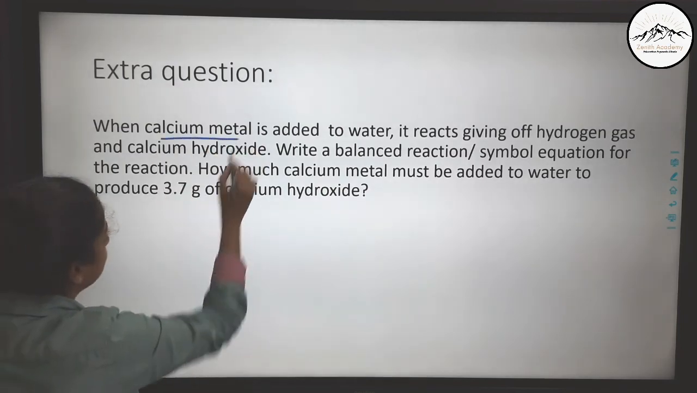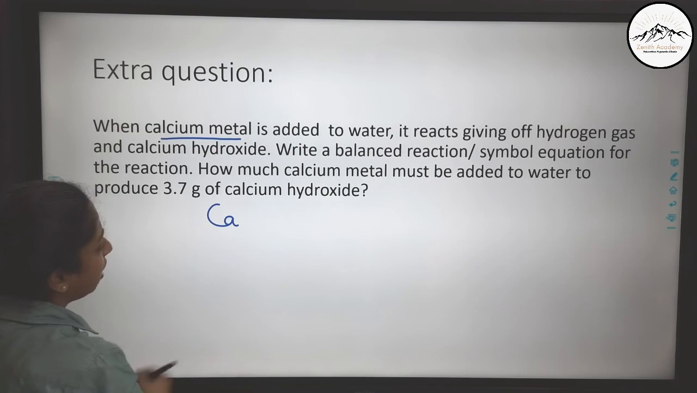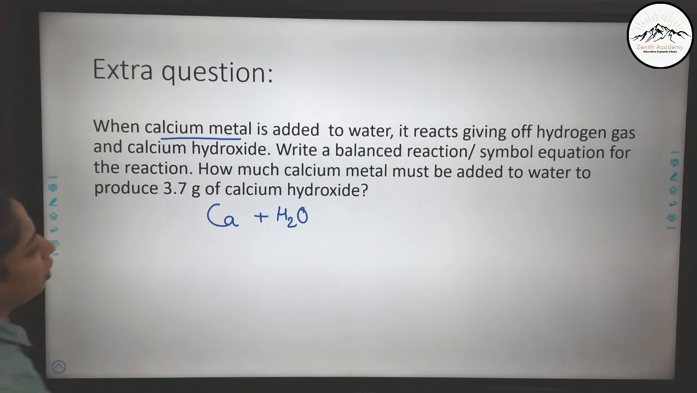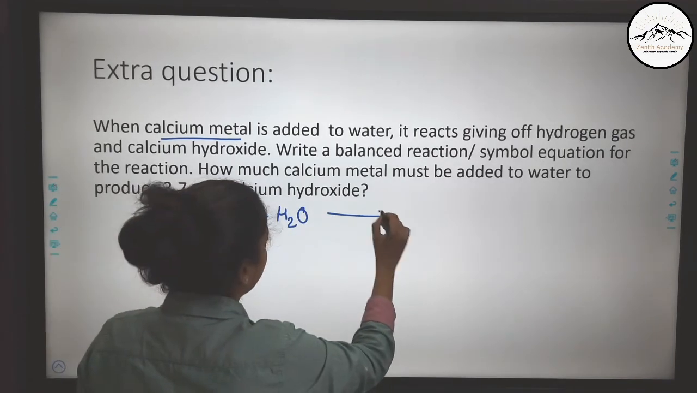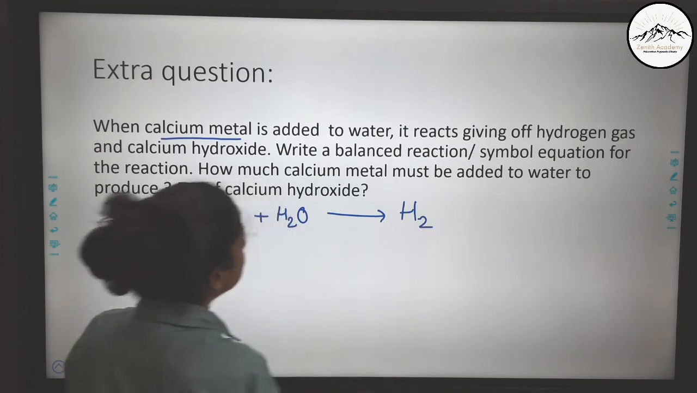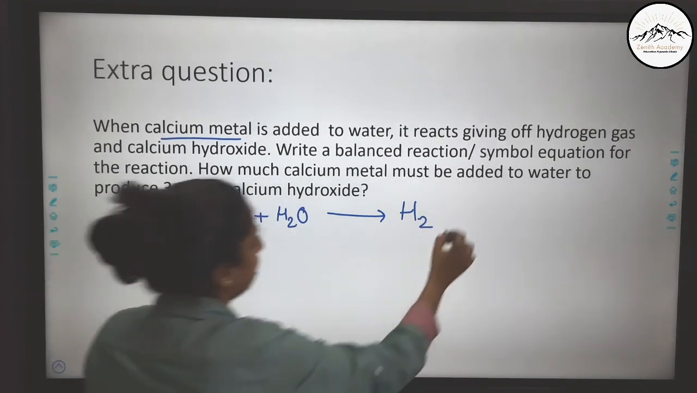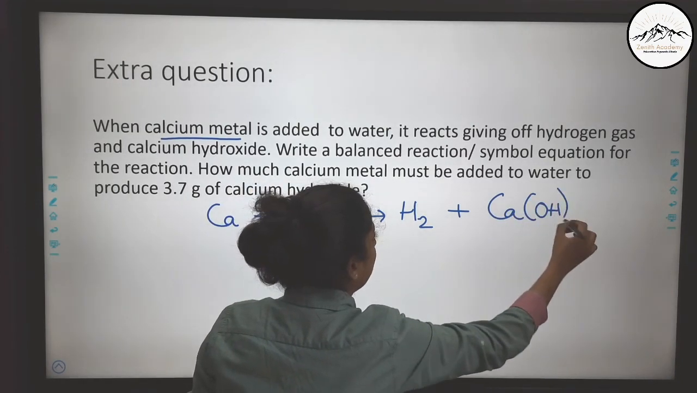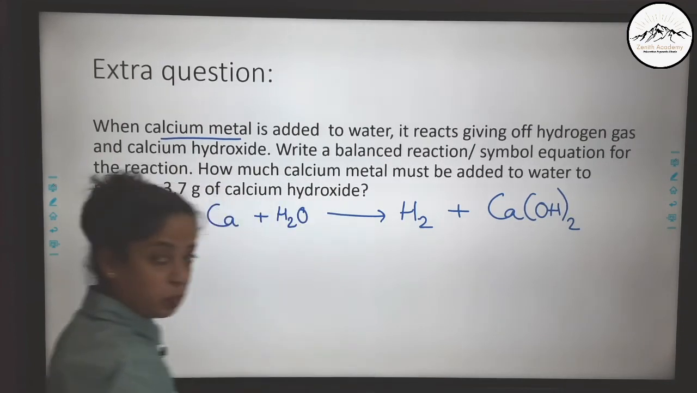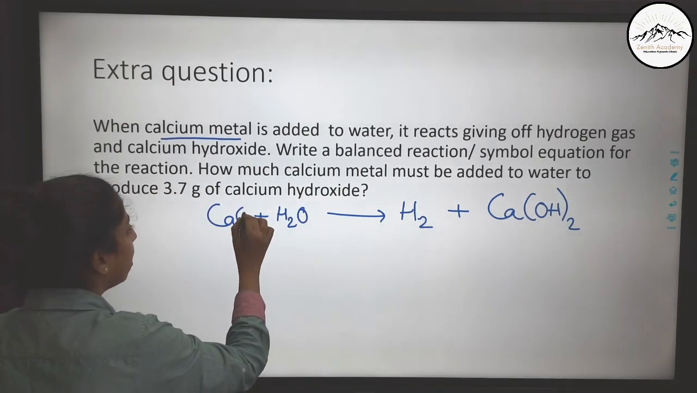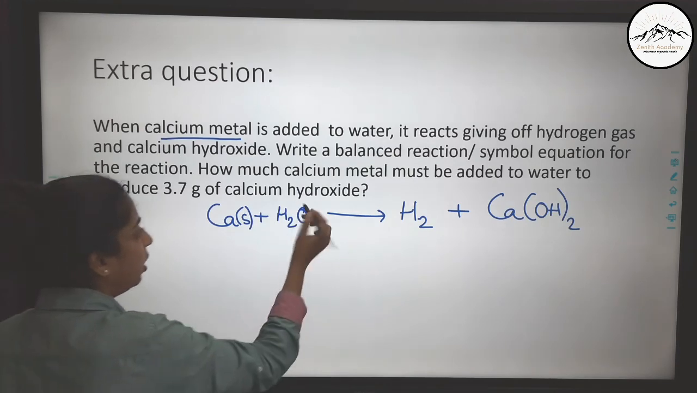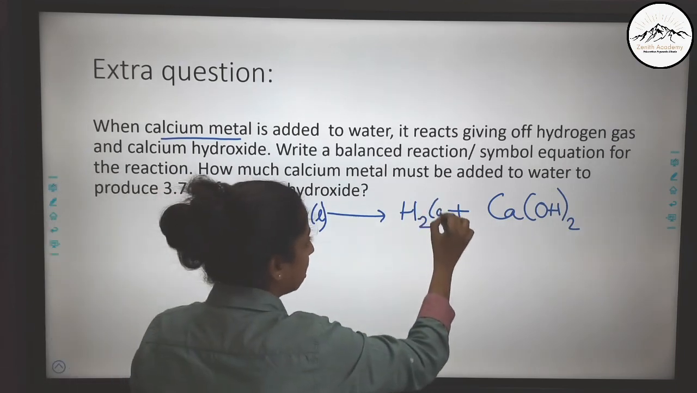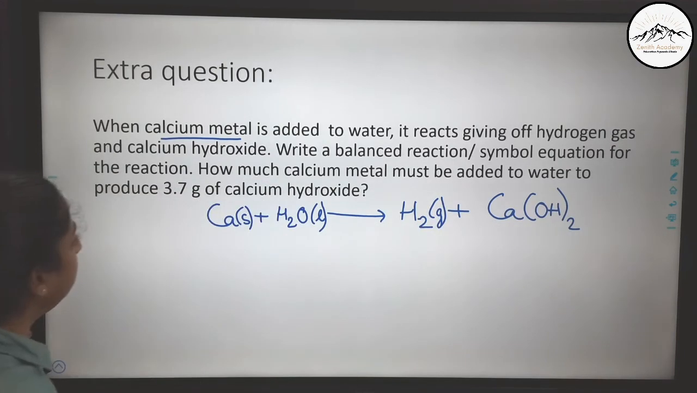So calcium metal is added to water. It reacts giving off hydrogen gas. So we have to form hydrogen gas and calcium hydroxide. We should know the valency of all the cations and anions to write the formulas perfectly. Then we should write the states. Calcium is solid, water is liquid, and hydrogen is gas.